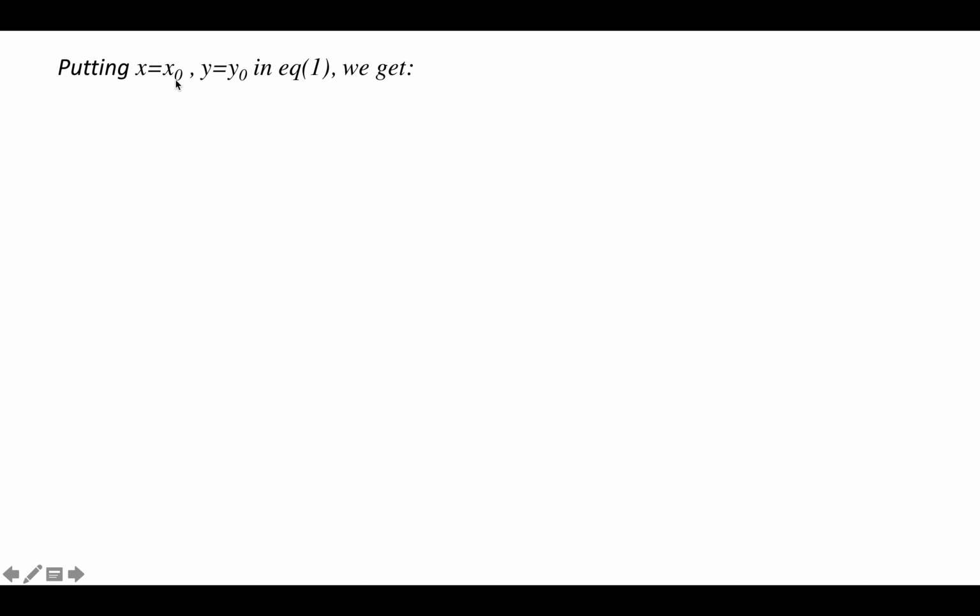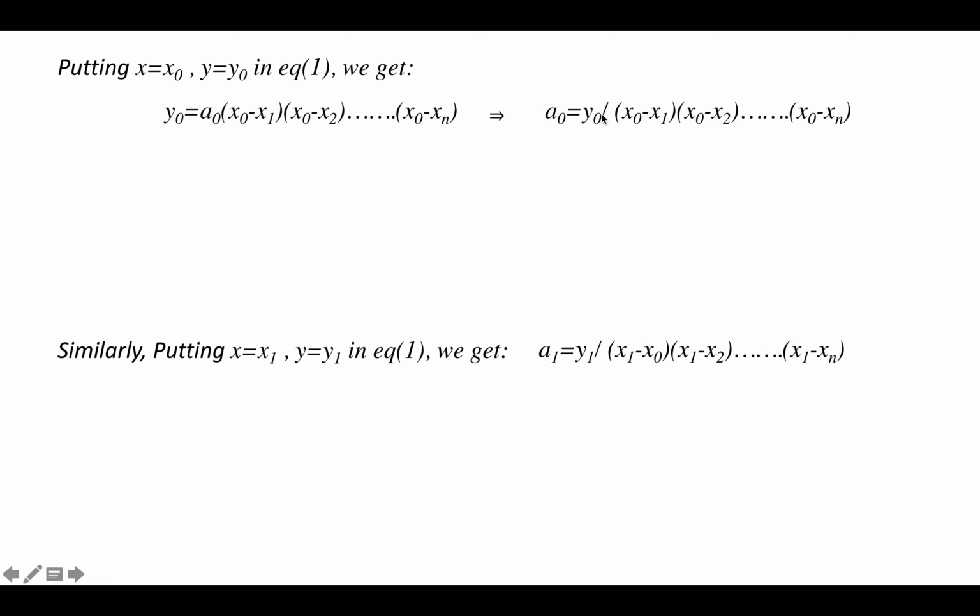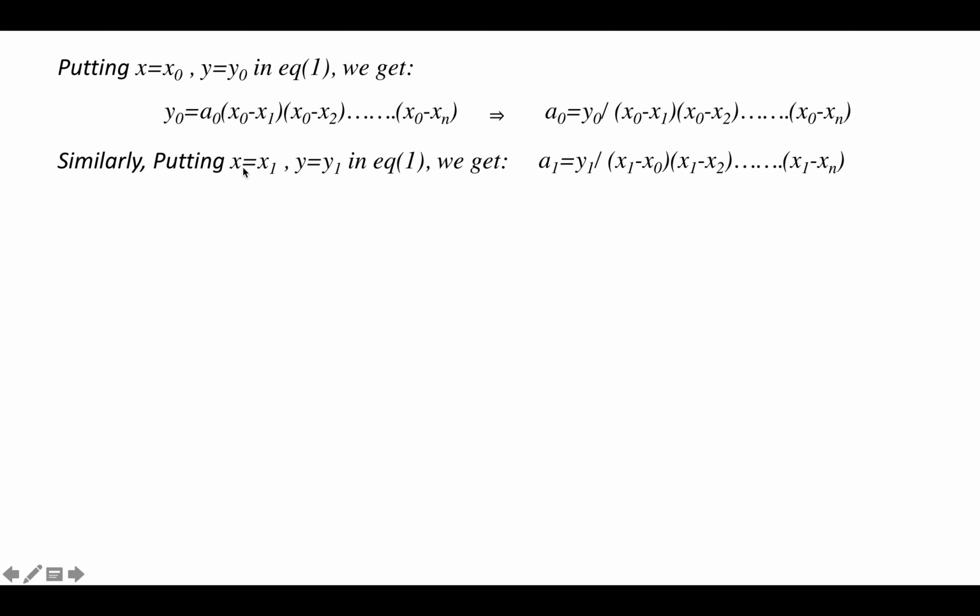Now substitute x is equal to x0, and obviously y becomes y0. Then in equation 1 we get y0 is equal to a0 (x0 minus x1)(x0 minus x2) and so on up to (x0 minus xn). Other terms become 0. So from this equation you can easily calculate the value of a0 in terms of y0. Similarly, if you put x is equal to x1 and y is equal to y1 in equation 1, you will get the value of a1 in terms of y1. Proceeding the same way, we can find a2, a3 up to an.